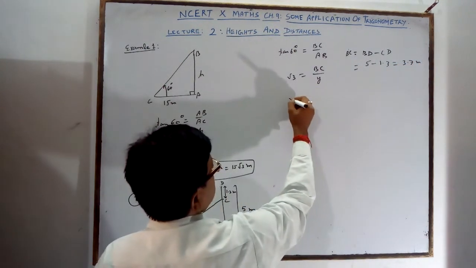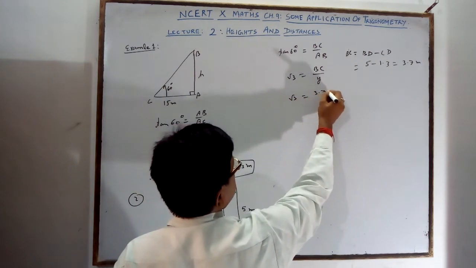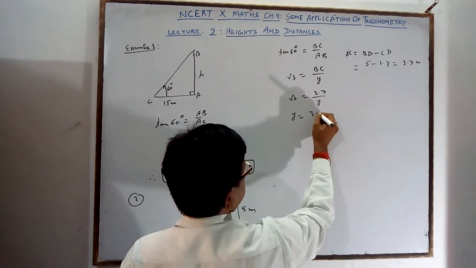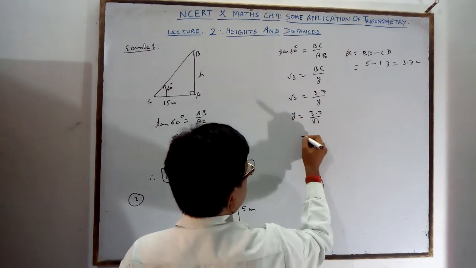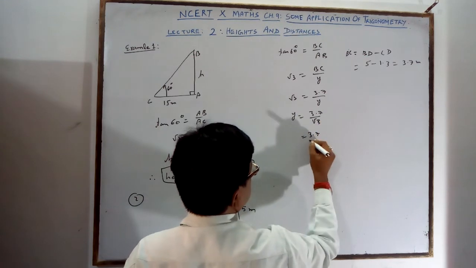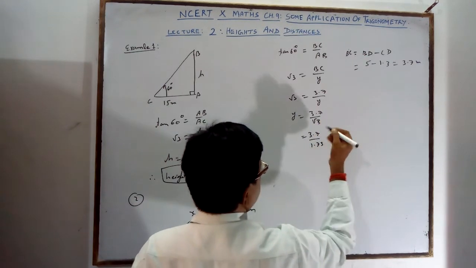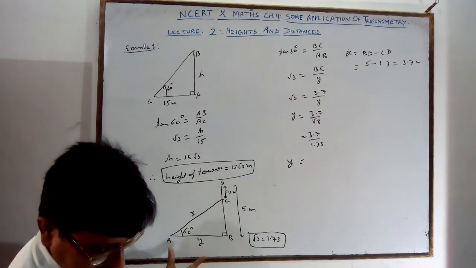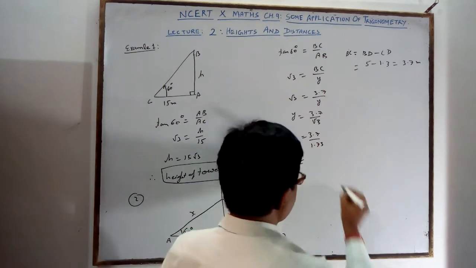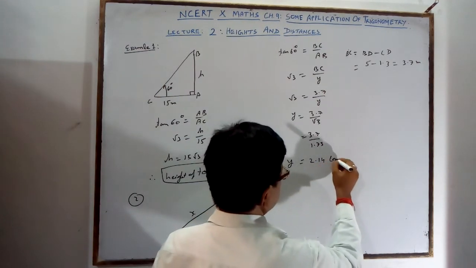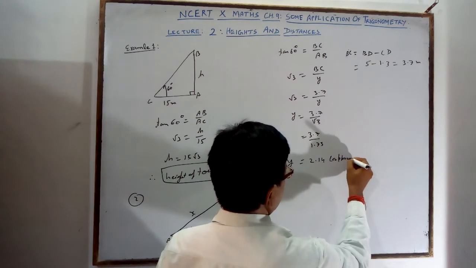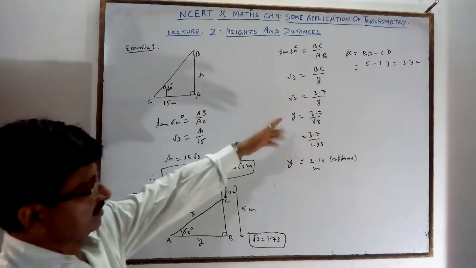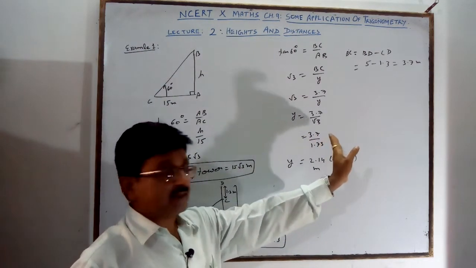So here you can write root 3 is equal to 3.7 by y. So what is the y? Y is 3.7 upon root 3, that is 3.7 by 1.73, or rationalize, and your answer will be the distance. Distance means AB, approx value 2.14 you will get. That calculation you do yourself. Approx value of the ladder is in meters. By dividing, or you rationalize and then divide by 3.